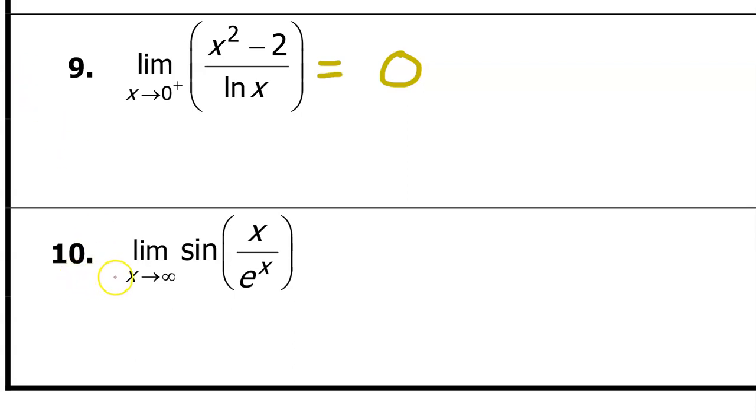Number 10. What is the limit as x approaches infinity of sine of x over e to the x power? First, I will ask myself, what happens to the value of x over e to the x as x approaches infinity? I'll worry about the sine part later. And to answer this question, I'm going to use something called FEPL.